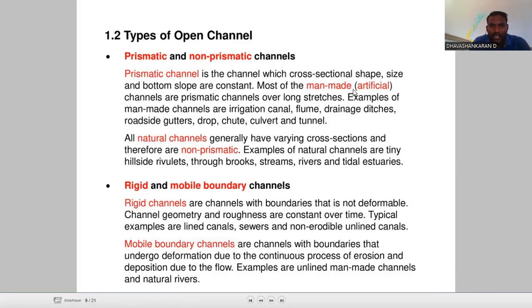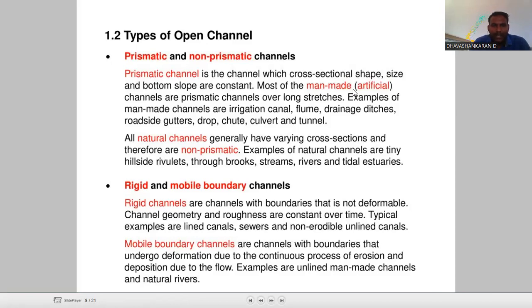Examples of man-made channels are canals, irrigation canals, and the flume. The hydraulic flume is also one type of open channel. Then drainage ditches, roadside gutters, drop chutes, culverts, and tunnels. These all come under the category of prismatic channels. A prismatic channel has a regular cross-sectional area, shape, and bottom slope.